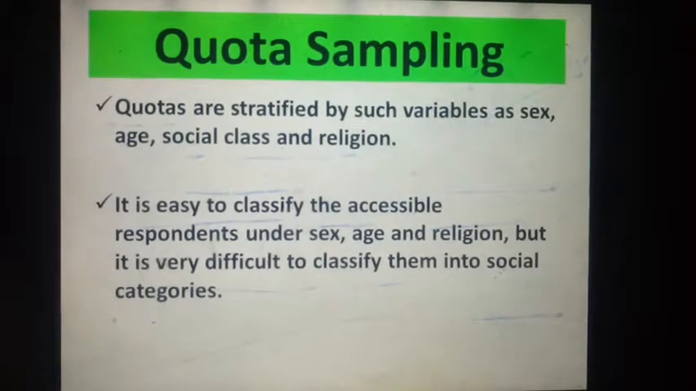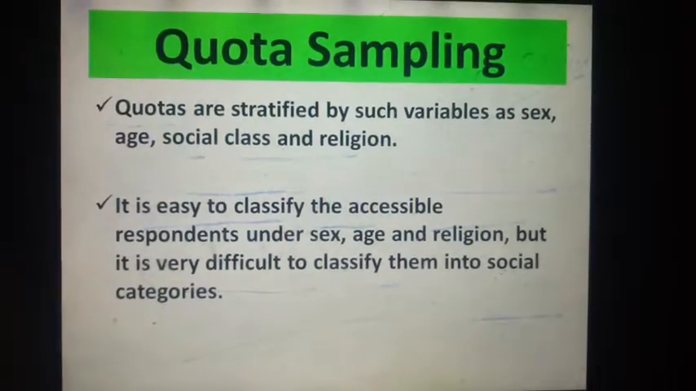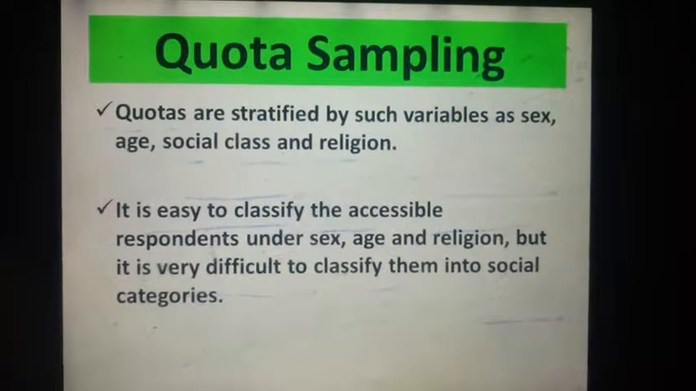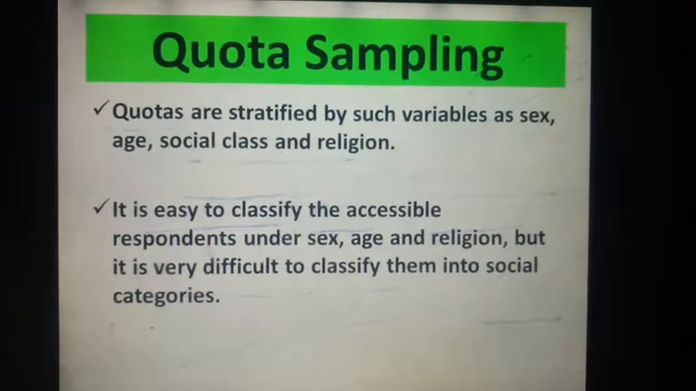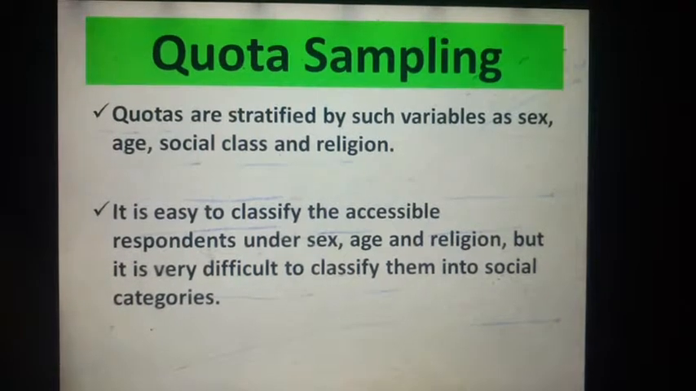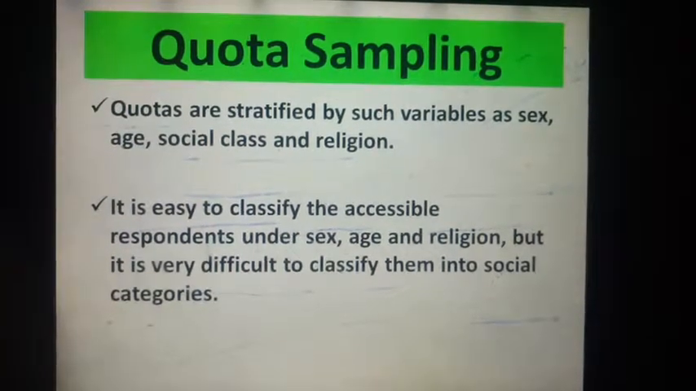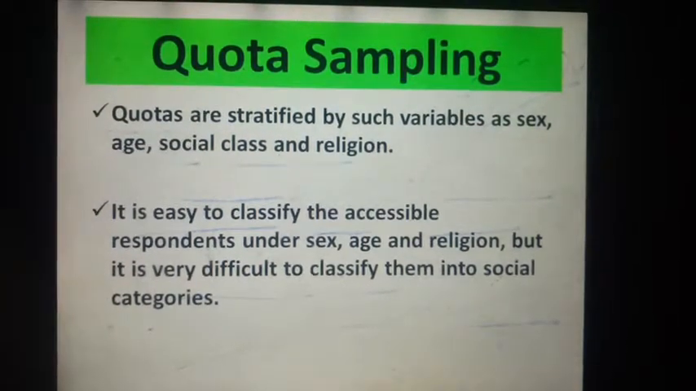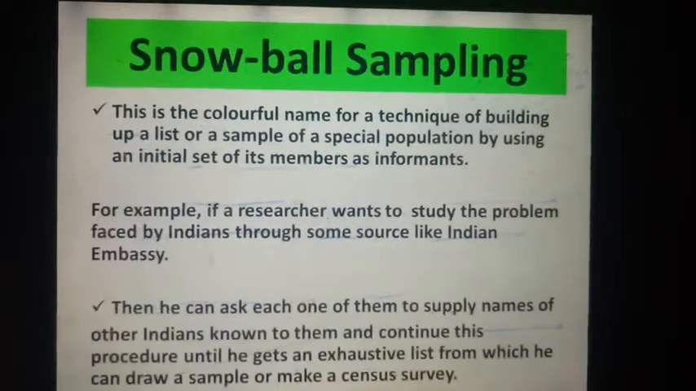Let's move further. Then you have quota sampling, a little brief. Quotas are stratified by such variables as sex, age, social class, and religion, as we saw in the previous slide. It is easy to classify the accessible respondents under sex, age, religion, but it is very difficult to classify them into social categories. Let's move further.